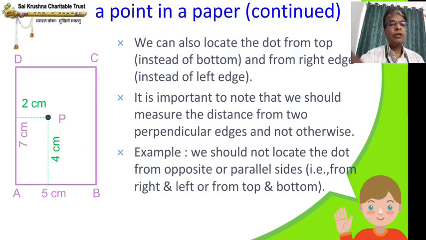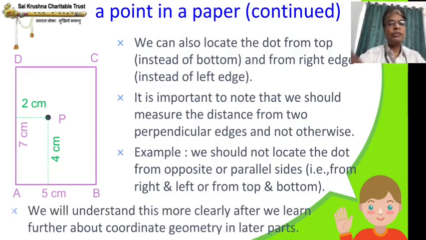We should not locate the dot from opposite or parallel sides. This is what I told you just now. We will understand this more clearly after we learn further about coordinate geometry in later parts. Correct? So this is a basic of coordinate geometry, how it has come. Let us go to the next pages and then we will understand further.